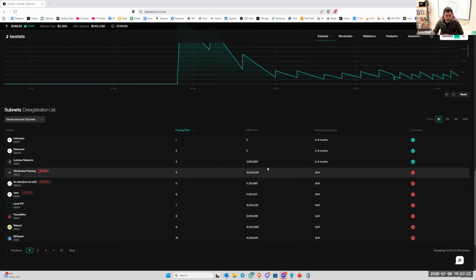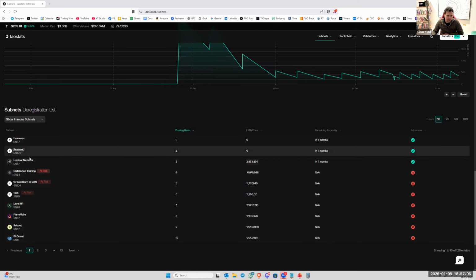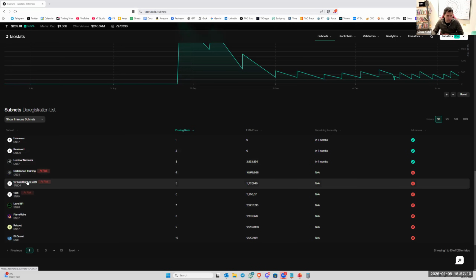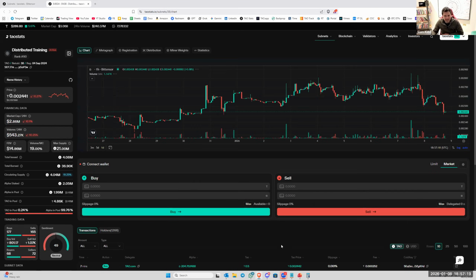And so the actual criteria is you need to be out of immunity. So you have a 4-month immunity period if you're a new subnet. If you have the lowest EMA, you're up here, and then it's done literally on the lowest price. And the beautiful part of this, for an investor, is that the dereg price is increasing. So the actual floor is increasing.